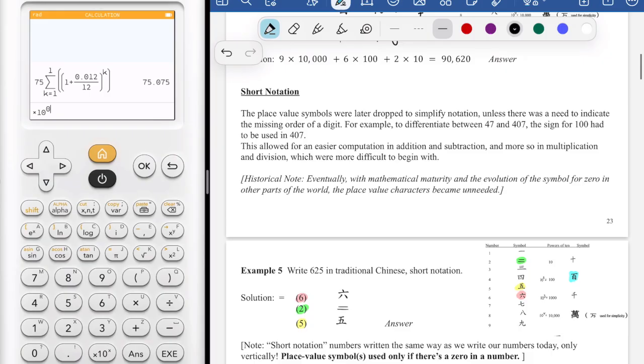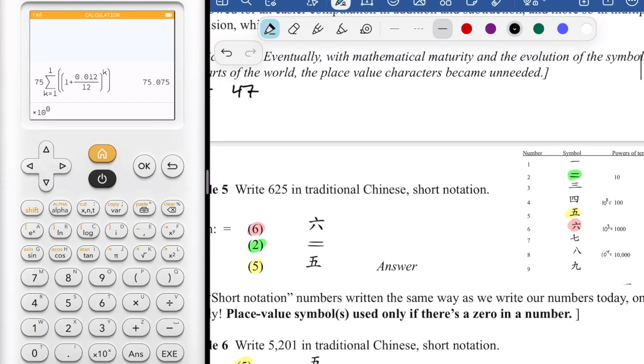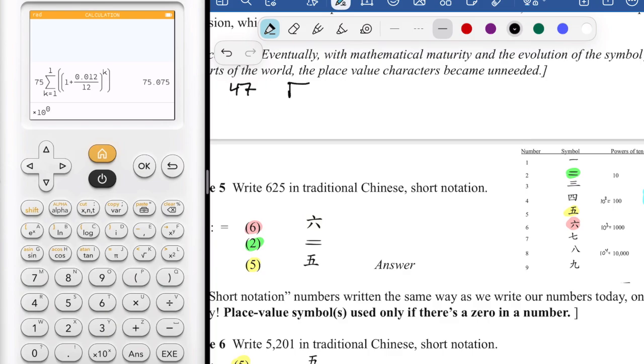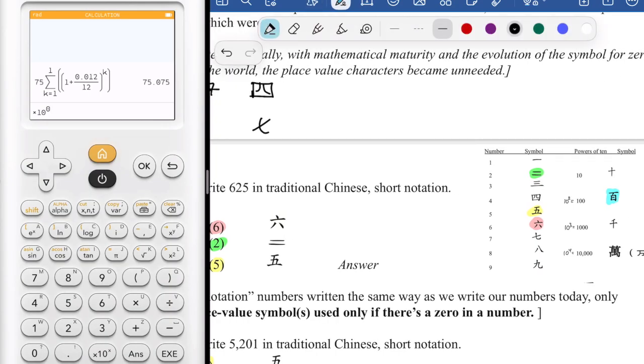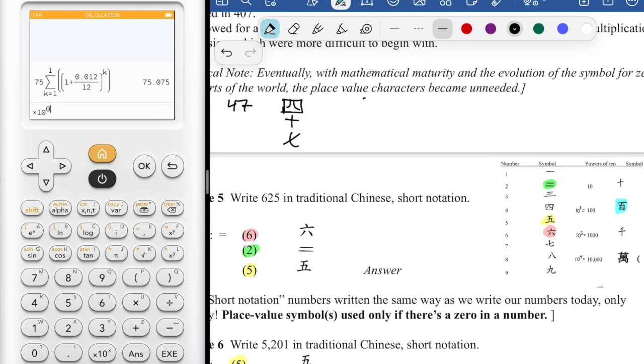All right, so for the 47, for example, if I wrote that out using all the appropriate characters, I would have this symbol. Oops. Clean that up a little bit. And then I would have this symbol. All right. Let me get the tens place in there. So that would give us a cross.